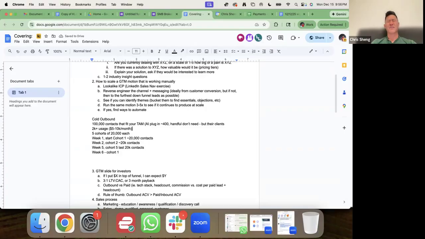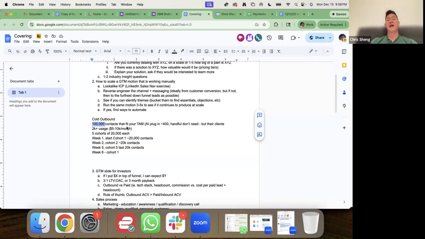The reason I bring this up is because there's a difference between cold outbound and account-based marketing. Cold outbound is this larger scale, which you potentially also have, right? But account-based marketing is focusing on deal sizes of 100,000 plus ACVs, annual contract values, right? And it substantiates having an account executive.